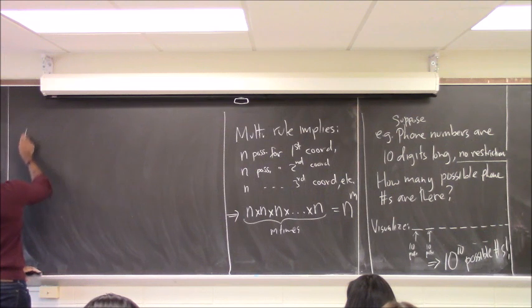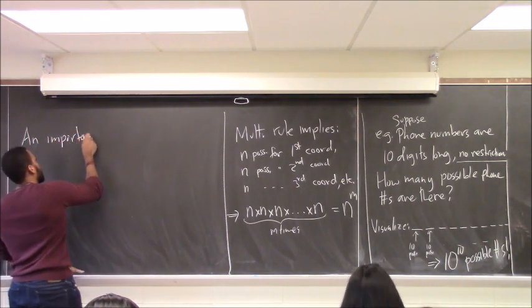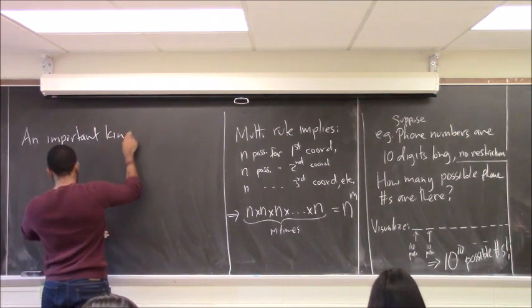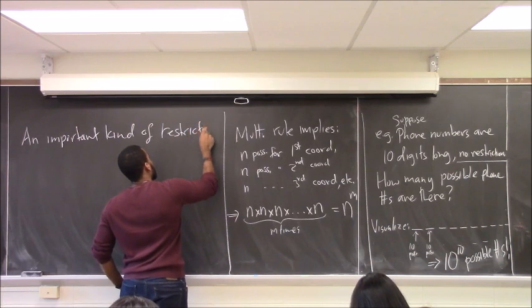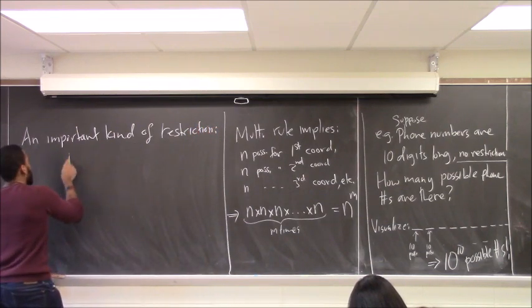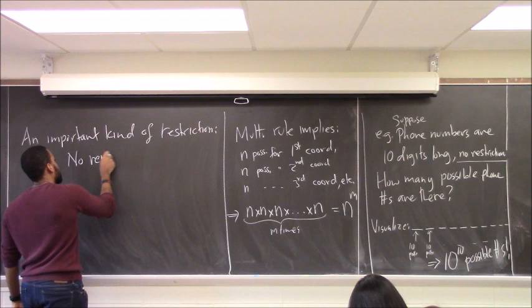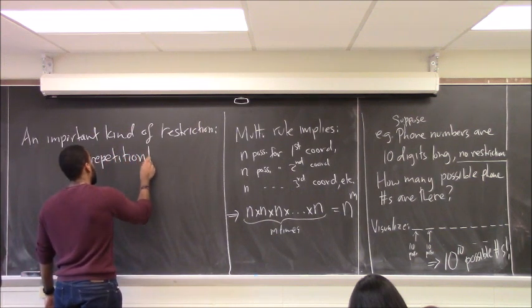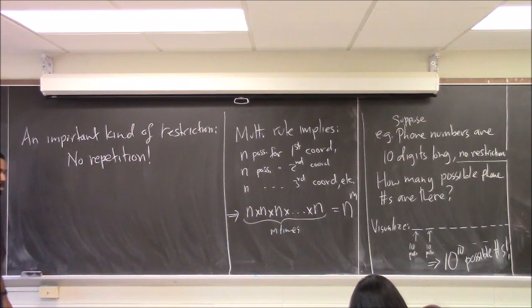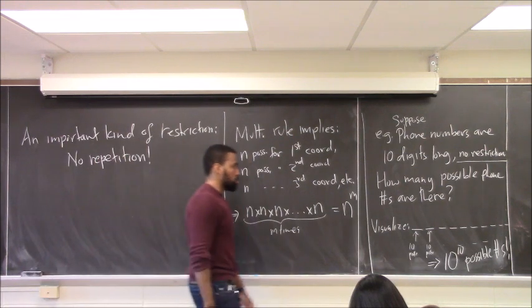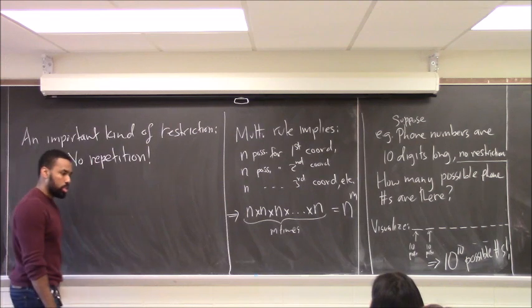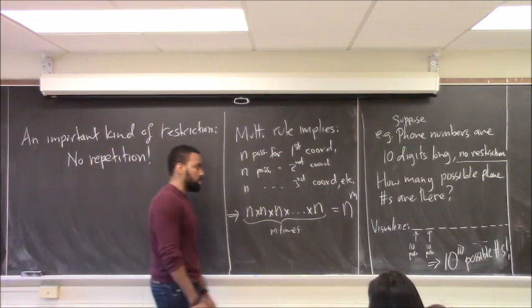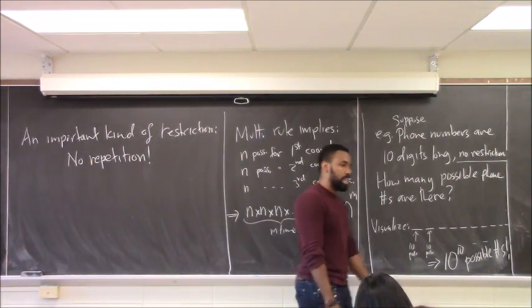Let's do an important kind of restriction. And we'll see where this is going to come in later. No repetition. So now there are times when we want to talk about possibilities that are similar to this, but we have the restriction of no repetition. Once something is chosen and placed into a location, you cannot choose that thing again.